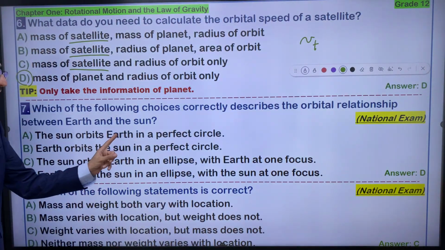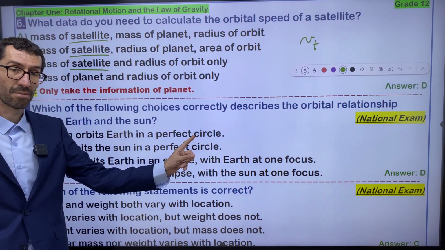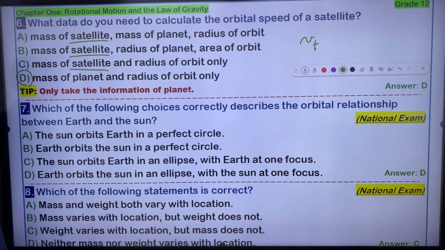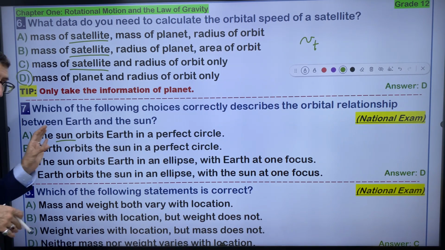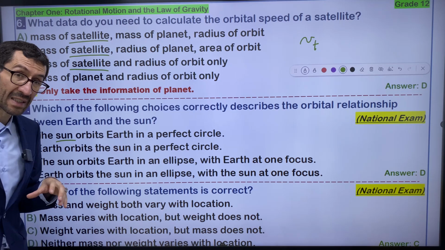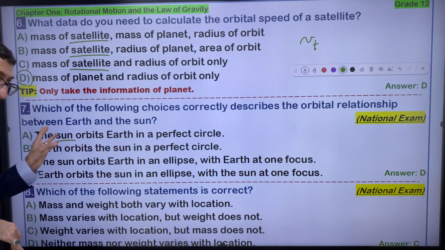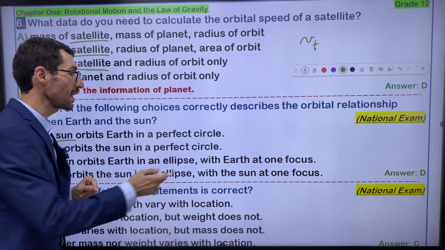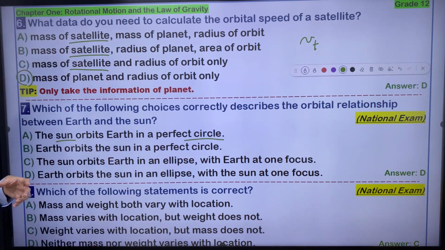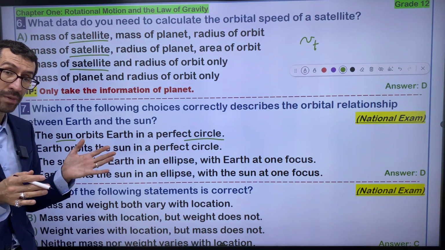A, the Sun orbits Earth in a perfect circle. There are two mistakes here. Firstly, the Sun does not orbit the Earth, because the Sun is bigger than Earth, and a larger object doesn't orbit a smaller object. That's the first mistake. The second mistake is that it says a perfect circle. Orbits of the planets are not perfect circles, right? So it's wrong. B, Earth orbits the Sun. Up to here it is true.